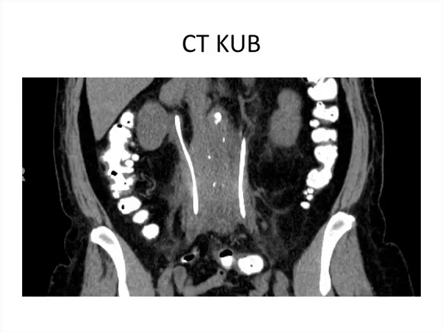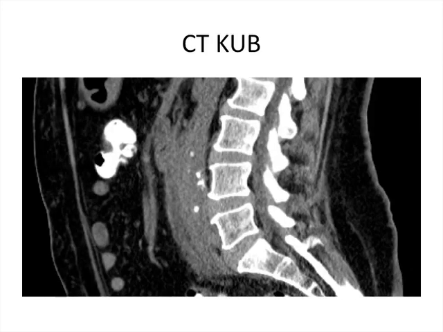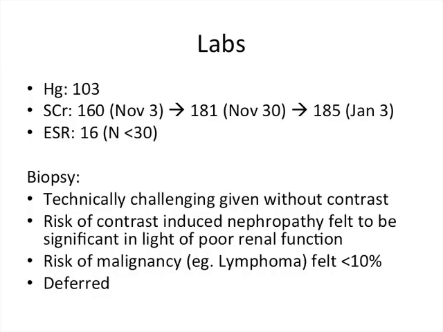This is again seen on a coronal section and demonstrates again the stent placement as well as some plaque in the aorta. And on sagittal imaging, you get an appreciation for the level of the disease, which is centering around the L4 area. Her labs at presentation back in Canada showed a mild anemia. She had a slight elevation in her serum creatinine, and her sedimentation rate was within normal limits.